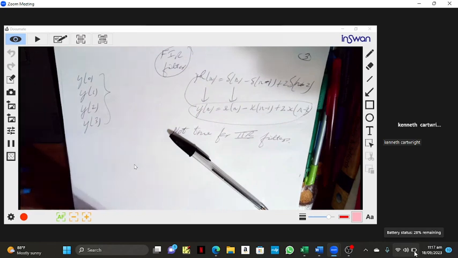I want the output y of n. Right now I want y of 0. What things do I need to know to find y of 0?